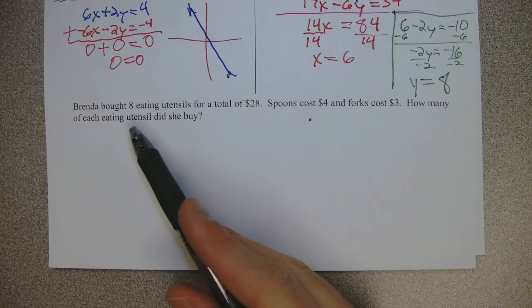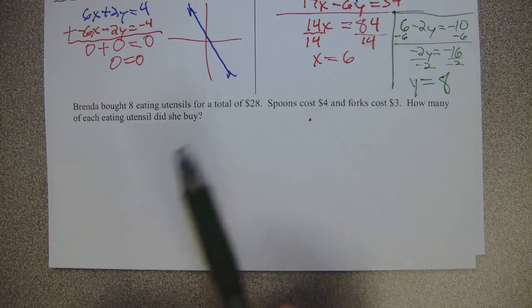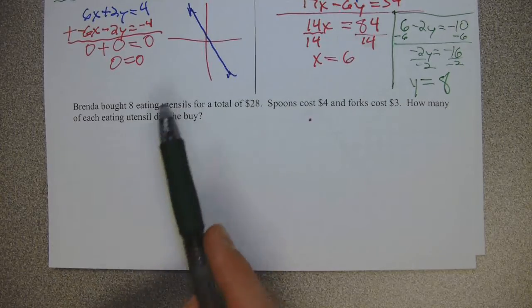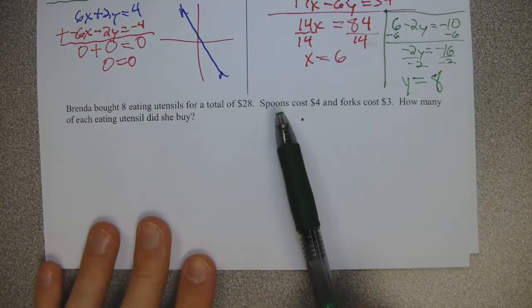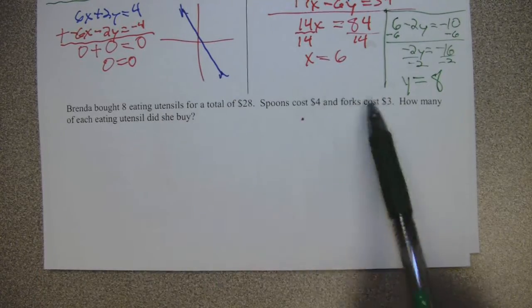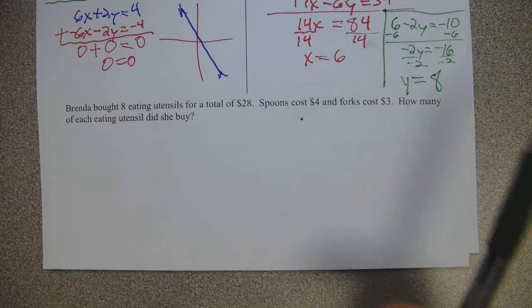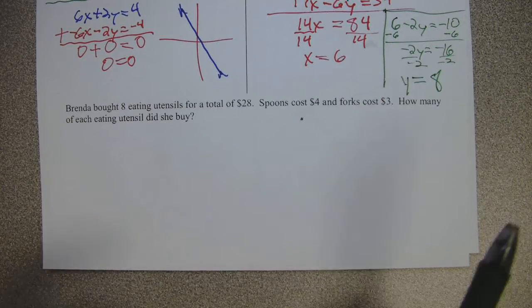So it says Brenda bought 8 eating utensils for a total of $28. Eating utensils are things like forks, spoons, knives, that kind of thing. Speaking of which, it says spoons cost $4, forks cost $3. How many of each eating utensil did she buy?